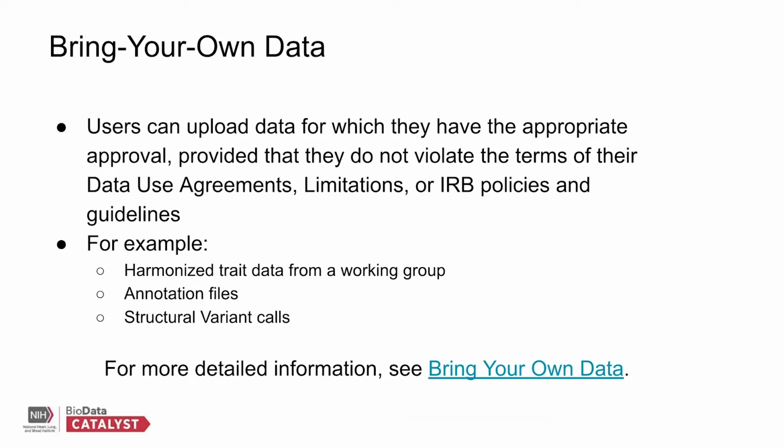Data that you might be interested in bringing in for GWAS include things like harmonized trait data that's been developed from a working group that you're a part of, annotation files, or potentially new types of variant files like structural variant calls. You can learn more about how to bring your own data in the linked document on this slide.